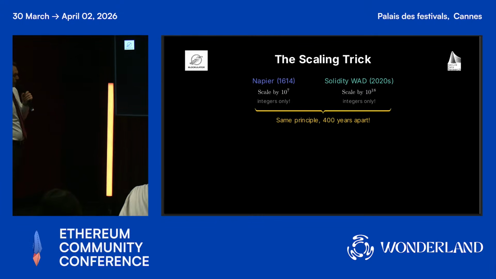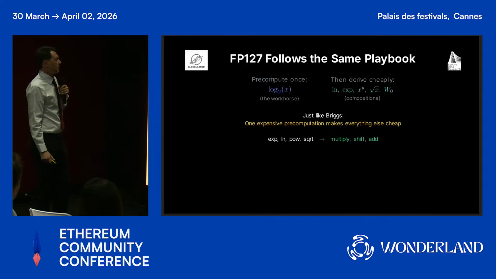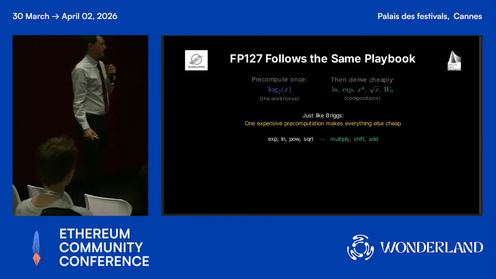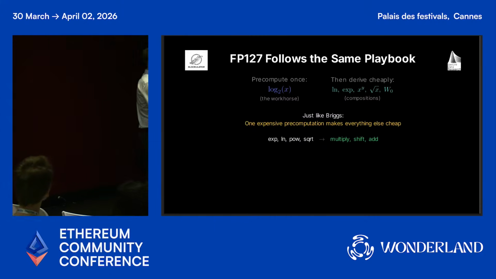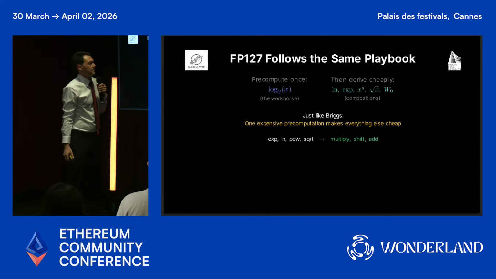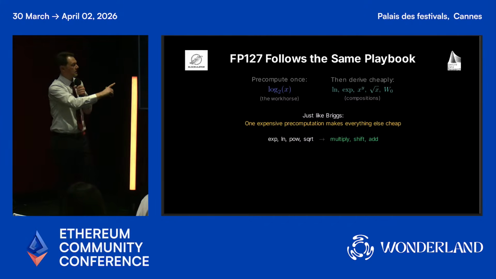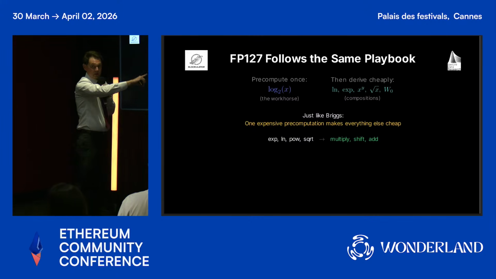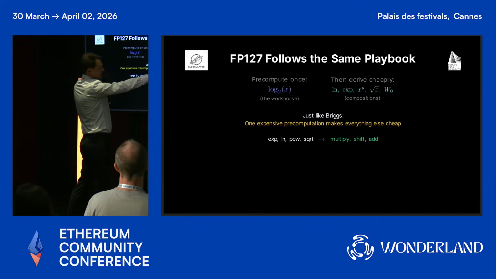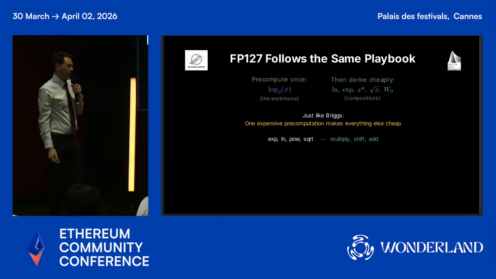So at this point, you should be familiar with the scaling trick. It is never going to change. But we follow the same playbook as Briggs in pre-computing stuff. So in fixed point 127, which is my data primitive that I'm about to explain, there's one workhorse algorithm, log base 2, because the EVM is a binary system. This has to be the workhorse algorithm that the others are based off of. And if we have this working well enough, then these ones can be computed with just multiply, shift, and add. So they become cheaper and considerably more accurate than you would expect.